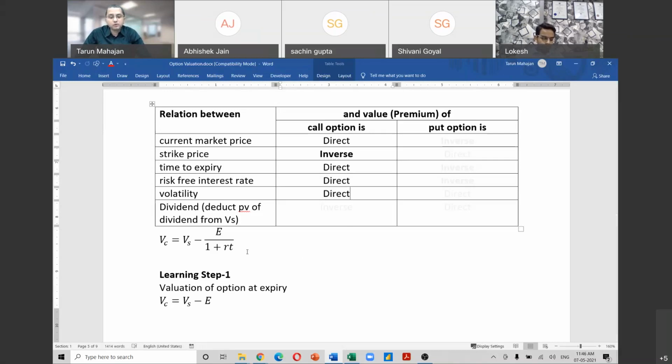Now, dividend, how do you consider dividend in this entire model? Just do one thing. Say you are taking a 6 months call option and the company is expected to pay dividend at the end of the 4th month.